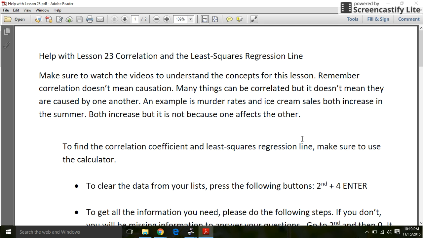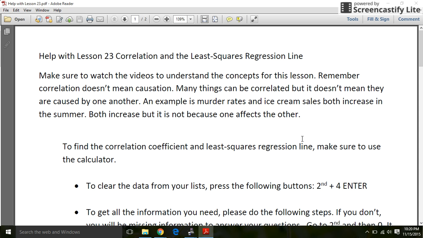Okay, let's keep going with lesson 23. Again, I'm hoping that you've watched the videos that go along with this lesson so it gives you the background and the theory about it. What we're talking about is correlation and the least squares regression line.